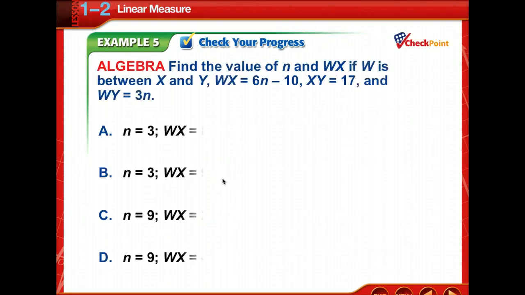Okay, time for you to try your hand at a problem. Pause the video and come back and check your answer. Okay, did you set your equation up 6n minus 10 plus 3n is equal to 17? When we combine our like terms and solve for n, we end up with n is equal to 3. And so 6 times 3 is 18, minus 10 is 8. Very good.